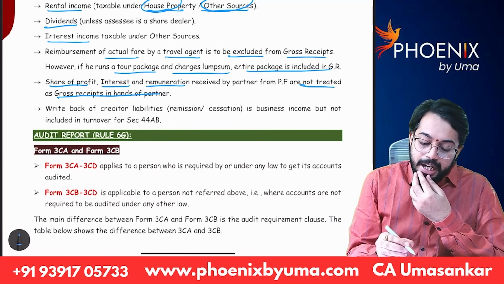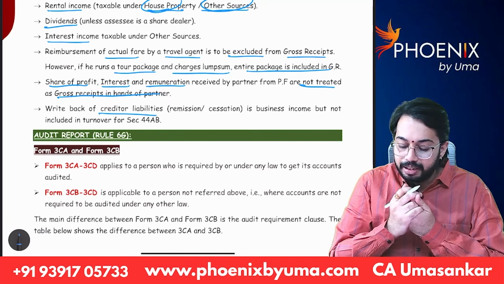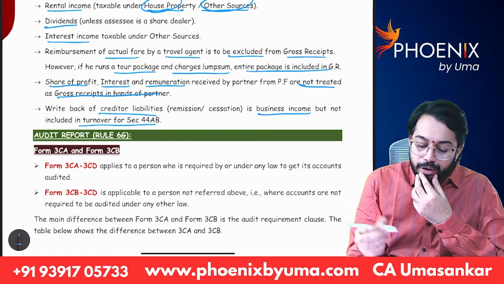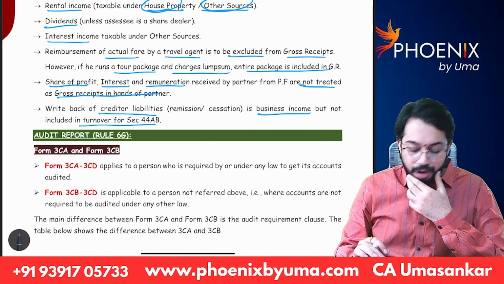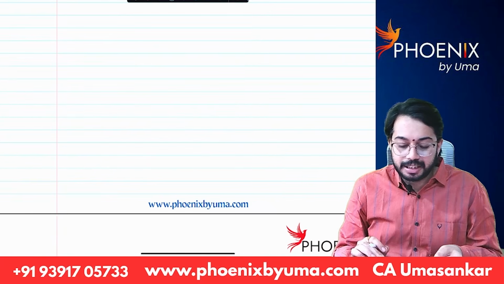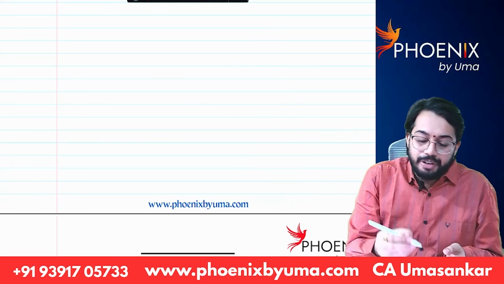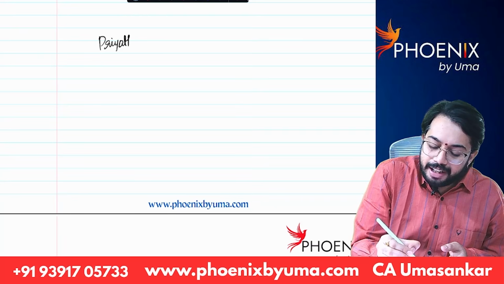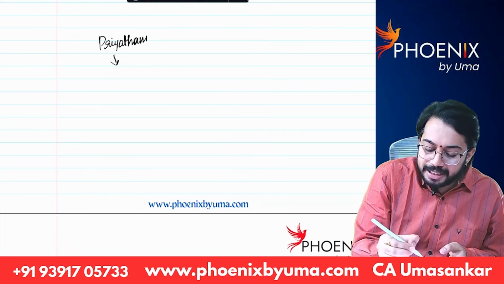Next. Write back of creditor liabilities is business income but not included in turnover for section 44AB. What do you mean by this? Let's say there is one individual, his name is Priyatam. He is my client, for example. Priyatam is in cotton business.